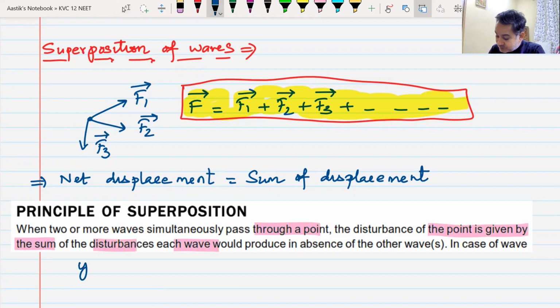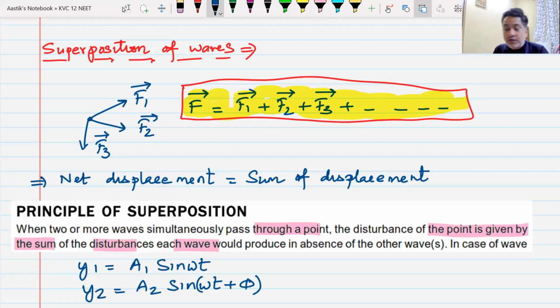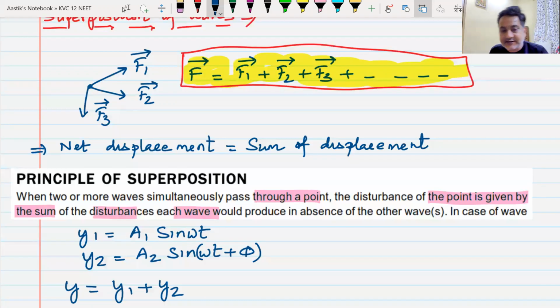So if the first wave I call as y1, which is a1 sine omega t, and the second wave I call as y2, which is a2 sine omega t plus let us say phi. If I have to find out the net displacement or the total displacement, how will I find it? The principle of superposition says that the net displacement or total displacement y will be equal to y1 plus y2. Do we understand this? The net displacement by the principle of superposition will be y1 plus y2.